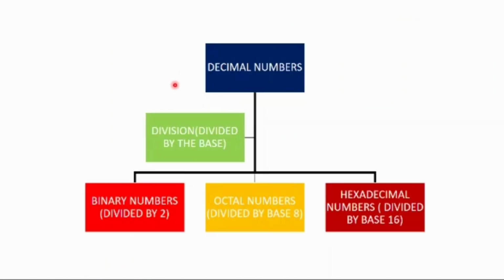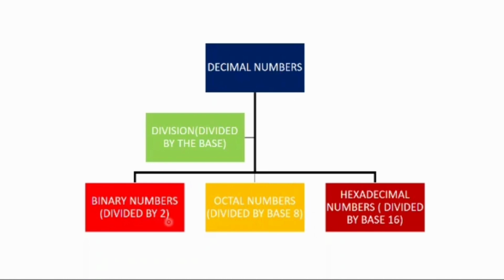Here I have given a summary. When you are converting a decimal number to binary, octal or hexadecimal, you have to use their base and use the short division method, dividing until you get 0 and reading the remainders from bottom to top. When you convert a decimal number to binary, you divide by 2. Why? Binary's base is 2. When converting decimal to octal, you divide by 8. Octal's base is 8. That's the easiest way to remember.